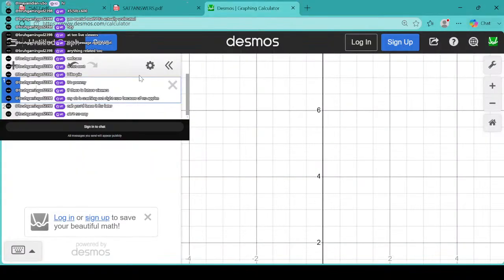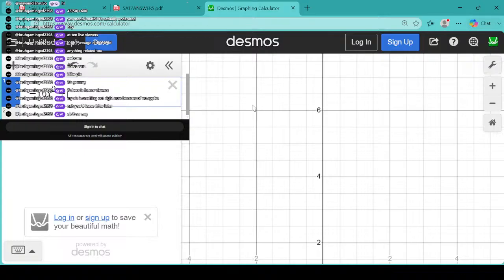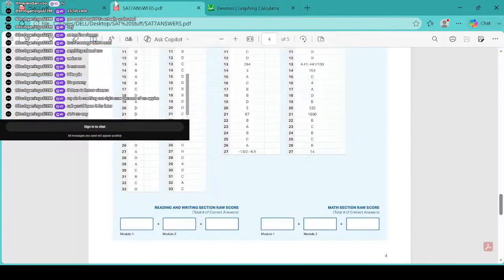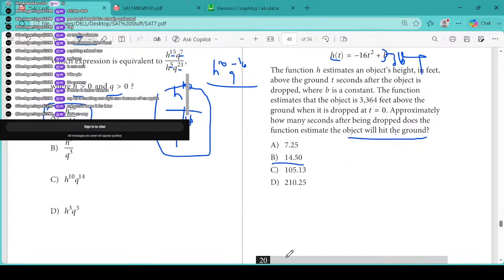Which means we have to plug everything in, use x because I don't think it would accept t. Plus 3,364. There you go. It's 14.5. So the answer is 14.5. Simple enough. So if you got questions, you should ask me in the chat.